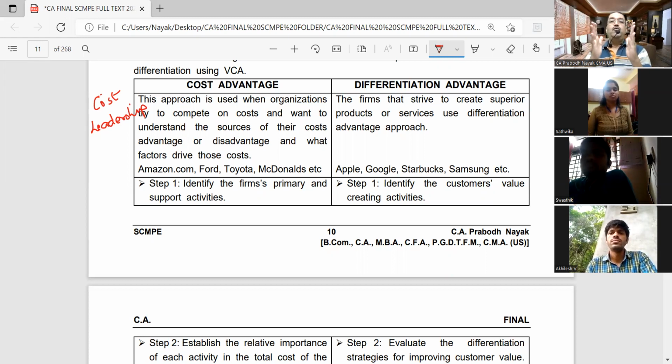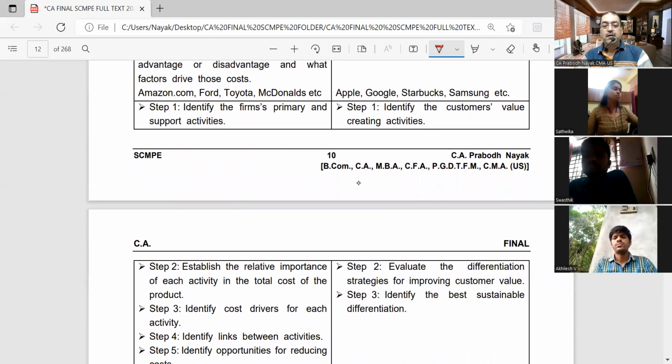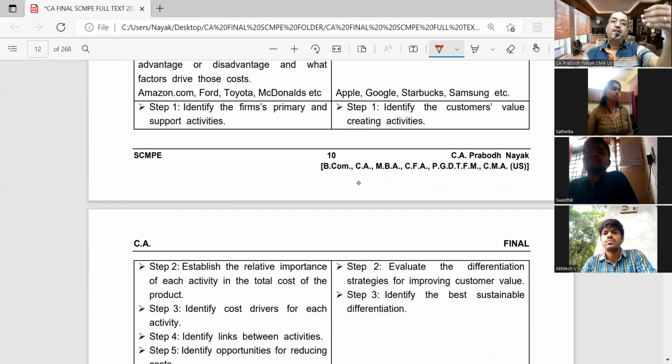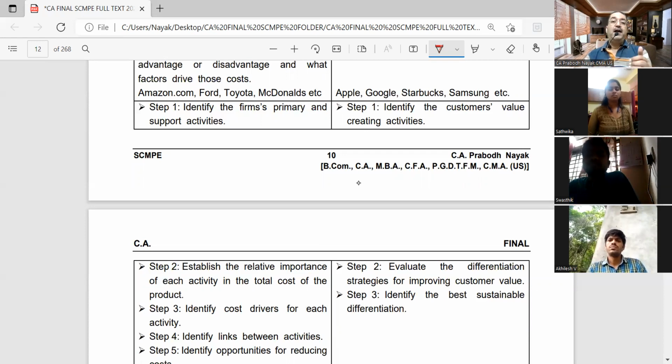Okay, so these are the two approaches for value chain analysis. What are the steps involved? Look at the steps now. For the cost approach, there are 5 steps. Identify the firm's primary and support activities. That is what Porter has done. Michael Porter has done the same thing. He has identified the primary and secondary activities. Second, establish the relative importance of each activity in the total cost of the product. Value addition. Is that activity adding value to my product?